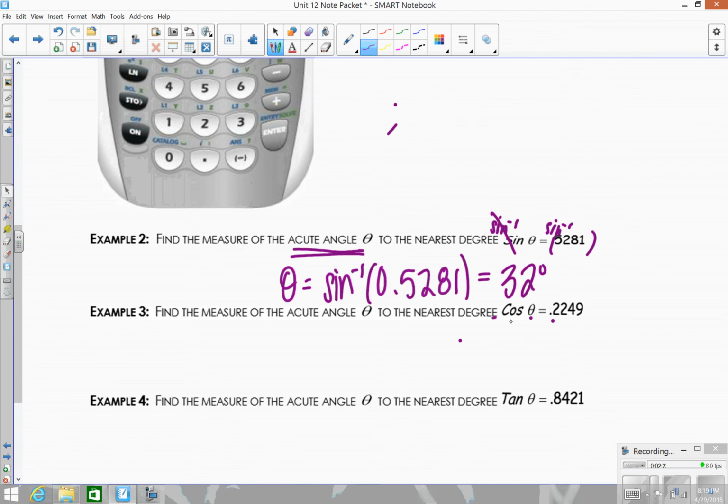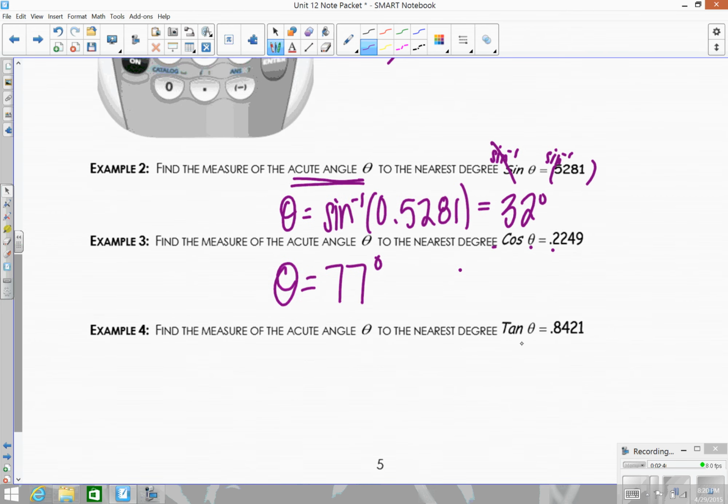For this one, I would be taking cos inverse of both sides because I want to undo cosine. I'm asking what the angle has to be so that when I take cosine of it, I get 0.2249. So in your calculator, you would do cos inverse of 0.2249, and you would get theta equals about 77 degrees. And then the last one here, tan theta equals 0.8421.